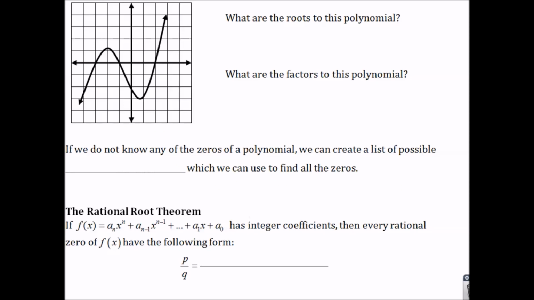So first, let's take a look at this graph of a polynomial. We're asked, what are the roots? Remember that roots are the same things as zeros, solutions, and x-intercepts. So our x-intercepts are -3, -1, and +2.